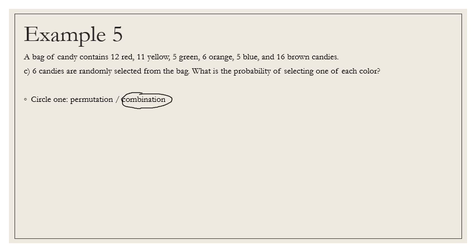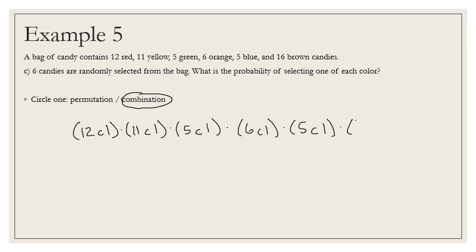So there are 12 reds. The way this works is we're going to take out of the 12 red, choose one. Out of the 11 yellow, choose one. Out of the 5 green, choose one. Out of the 6 orange, choose one. Out of the 5 blue, choose one. And out of the 16 brown, choose one. That's one of each. See what I've done? I've chosen one of each.